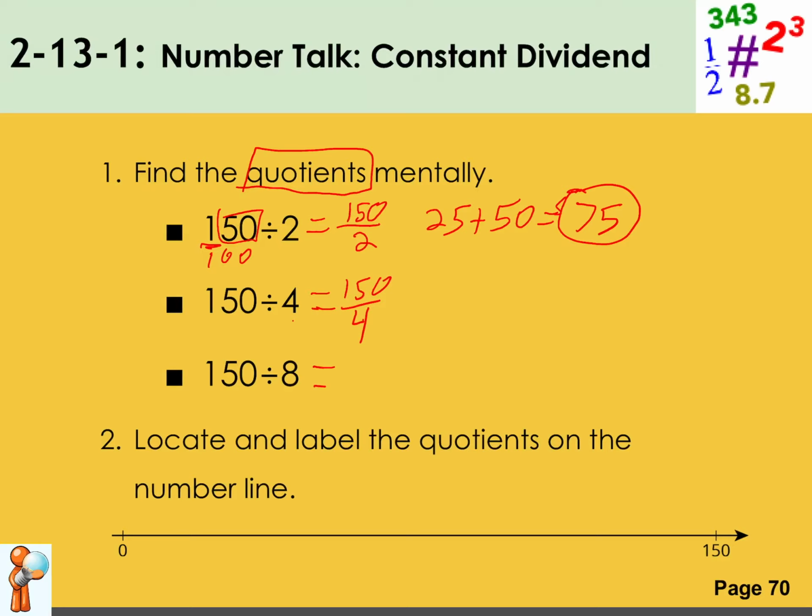So, I might start with 100. 4 quarters of 100 is 25. And then half of 50, I know, is 25. And then half of 25 would be 12.5. And I know that because I know that half of 24 is 12, and half of 1 would be 0.5. So 12.5. I'm going to add these up, and I'm going to get 37.5.